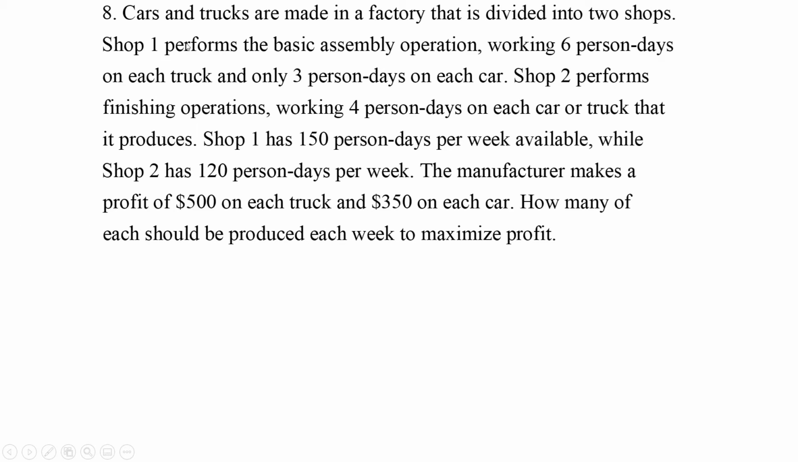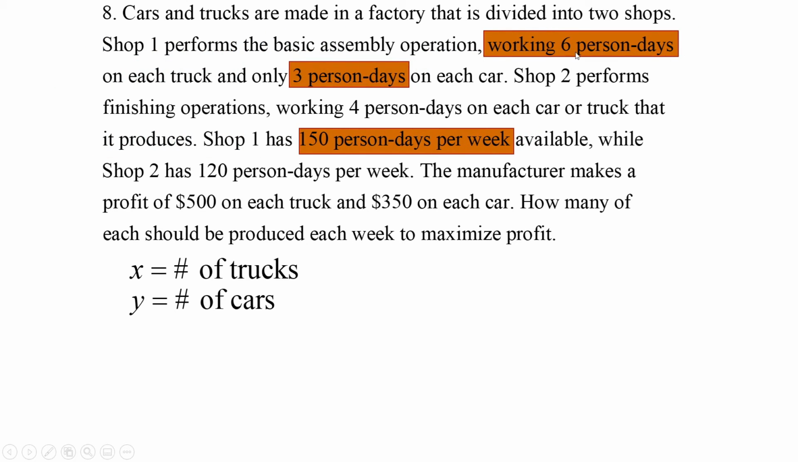So cars and trucks are made in a factory that is divided into two shops. Shop 1 performs the basic assembly operation, working 6 person days on each truck and only 3 person days on each car. Okay, so I'm going to say X is the number of trucks, Y is the number of cars, and there's my 6 person days on each truck and 3 person days on each car. And then I better read a little more. Shop 2 performs finishing operations, working 4 person days on each car or truck that it produces, and then shop 1 has 150 person days per week available.